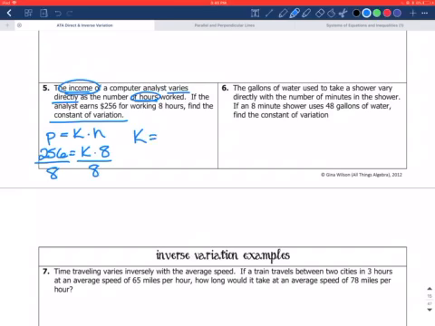256 divided by 8. That'll be 32. That is really, really good. So that's our constant of variation. And in this case, that 32 is $32 per hour. That's how much he's making per hour.